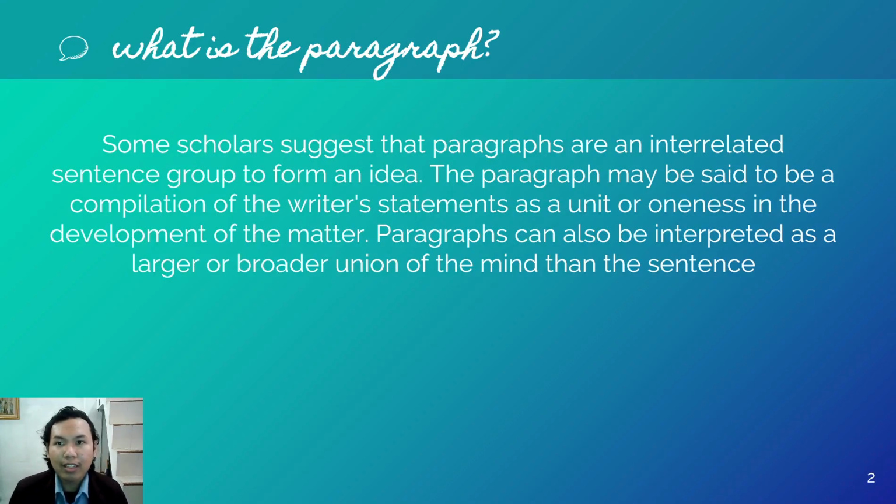So the first is the definition of paragraph. So what is paragraph? Some scholars suggest that paragraphs are an interrelated sentence group to form an idea. The paragraph may be said to be a compilation of the writer's statements as a unit or oneness in the development of the matter. Paragraphs can also be interpreted as a larger or broader union of the mind than the sentence. So we can conclude that a paragraph is a group of sentences that consist the writer's statements and also has a larger or broader union of the mind than the sentence.